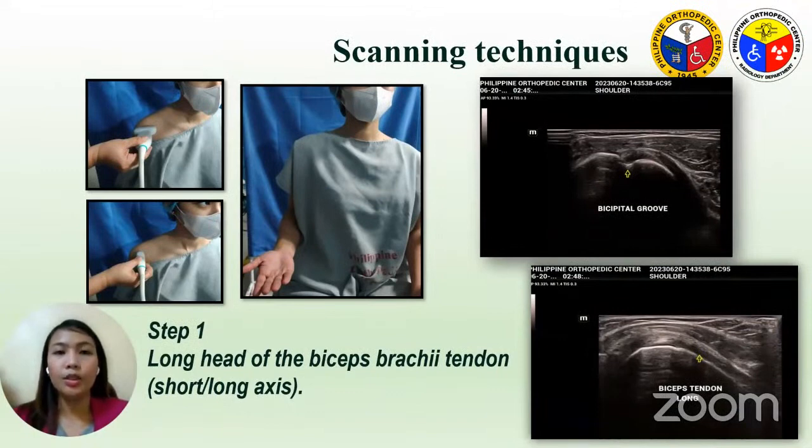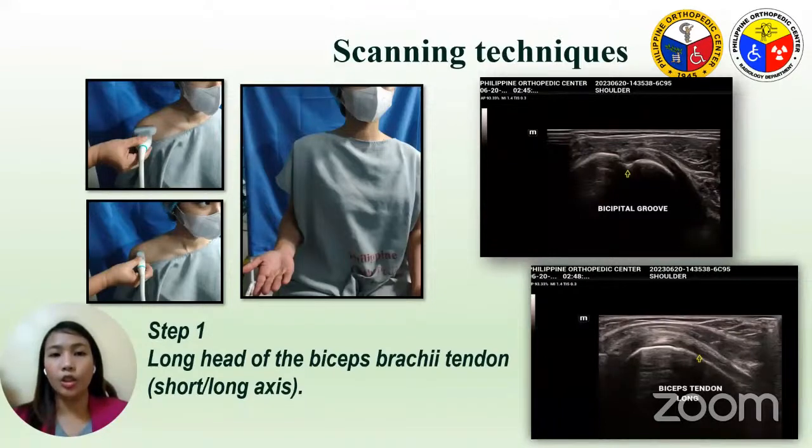Performing an ultrasound on the shoulder requires multiple stages to obtain high-quality images and evaluate the shoulder structures accurately. Step 1 is for the long head of the biceps brachii tendon. The patient should be seated securely with his or her shoulder exposed and easily accessible. Proper patient positioning is very crucial. Using a linear probe, gently place the probe on the patient's shoulder in short axis.